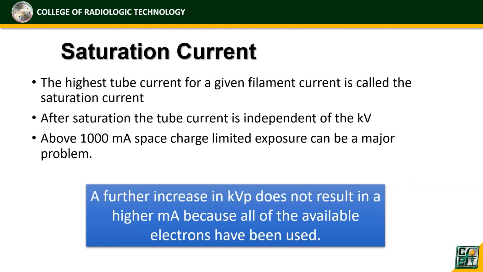Kaya siya ay ang saturation current kaya nagiging independent ang tube current sa kV. Kapag in-increase pa natin ang kVp or ang kilovoltage at naabot niya na yung saturation current, yung tube current ay hindi na mababago. So that is what we mean by independent of the kV, because all the available electrons have been used. Okay, so ito yung mahalaga natin tandaan.